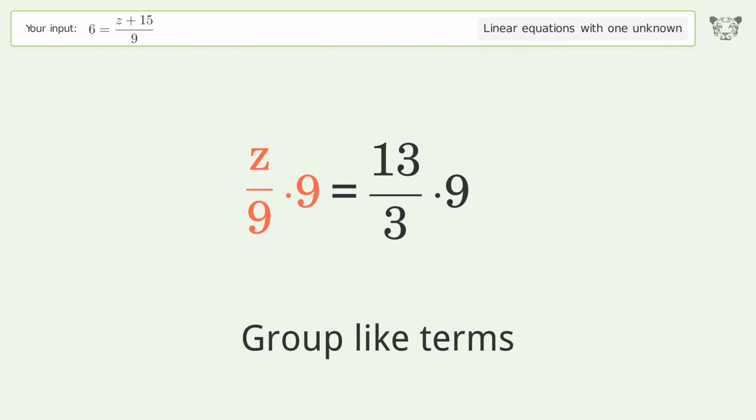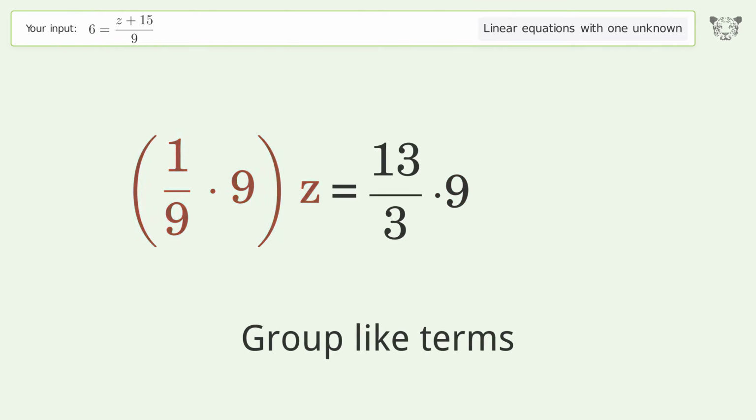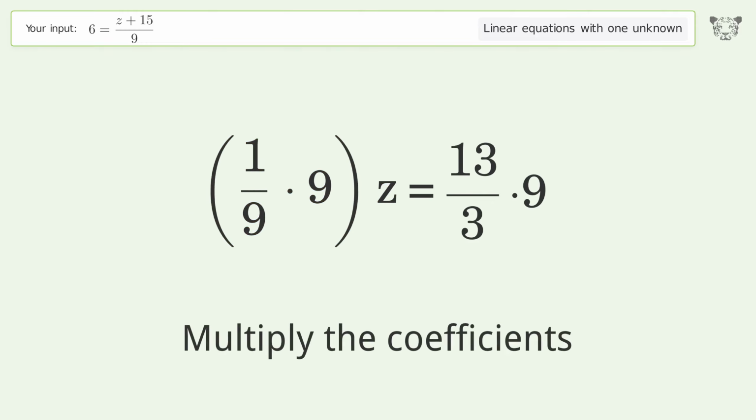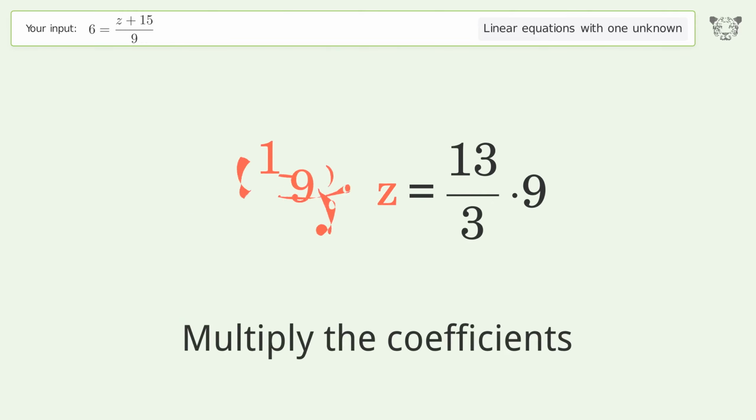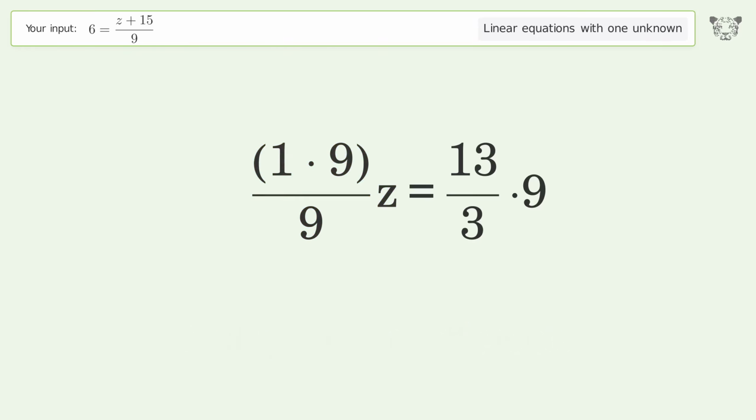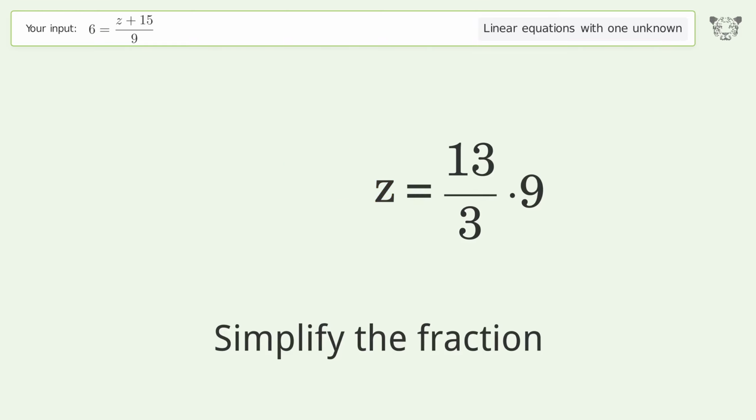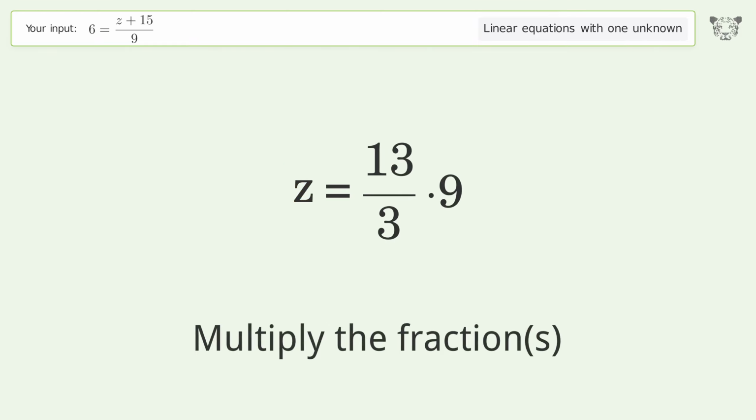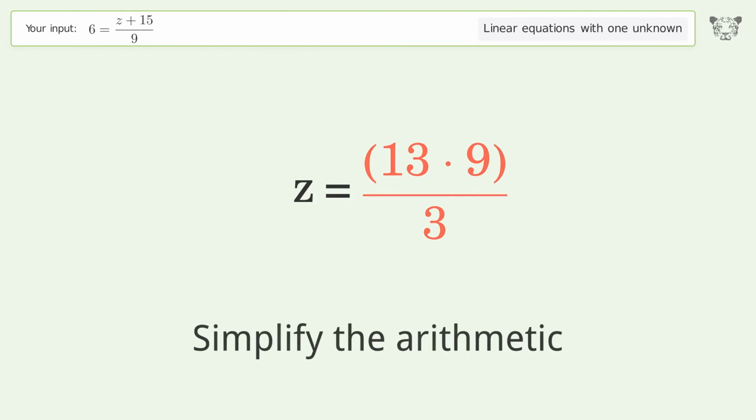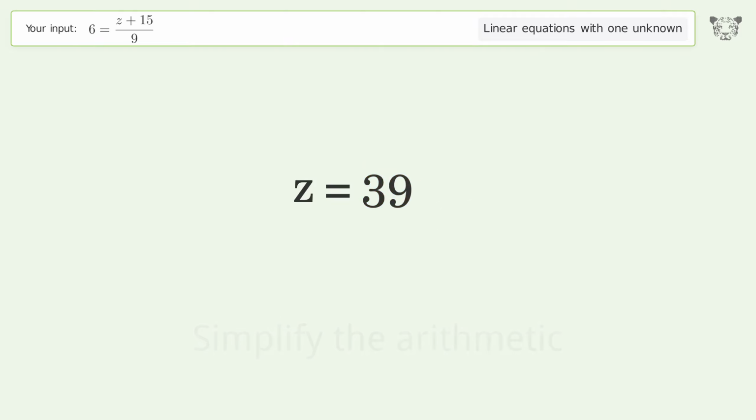Group like terms. Multiply the coefficients. Simplify the fraction. Multiply the fractions. Simplify the arithmetic. And so the final result is z equals 39.